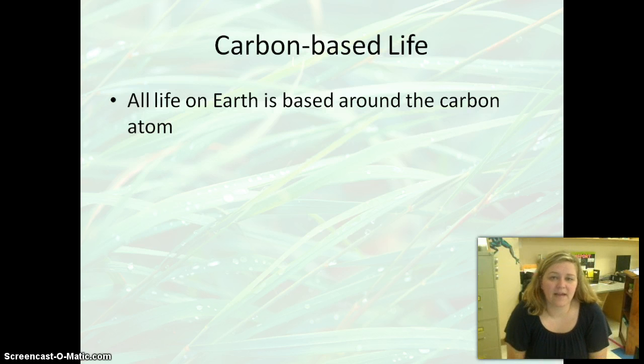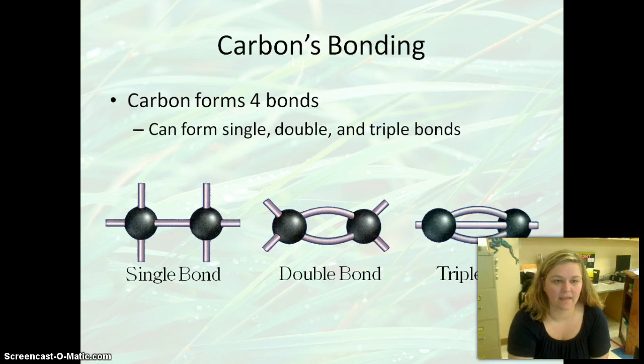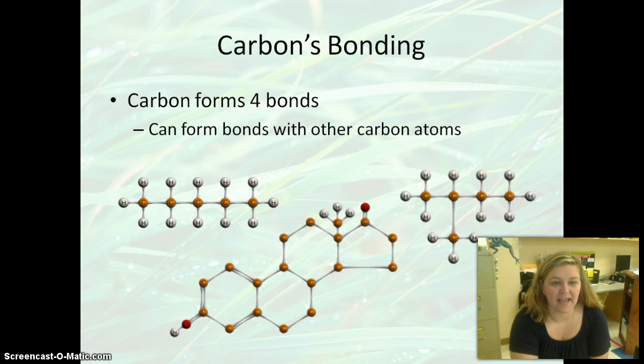And the cool thing about life here on Earth is that all life is based around the carbon atom. Everything that has ever been living has some carbon in it. Now, carbon can form 4 types of bonds. It can form a single, a double, or a triple bond. And it can also form bonds with other carbon atoms.